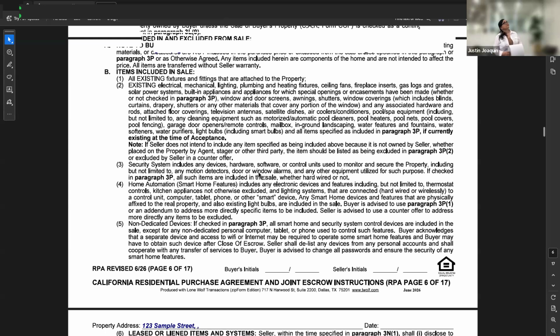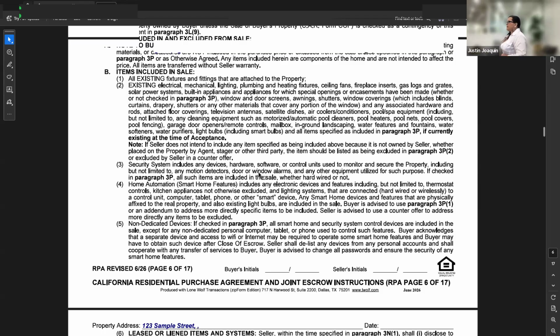Items listed as included or excluded in the MLS, flyers, marketing materials, or disclosures are not included in the purchase price or excluded from the sale unless specified in this paragraph or paragraph 3P or as otherwise agreed. Any items included herein are components of the home and are not intended to affect the price. All items are transferred without seller warranty.